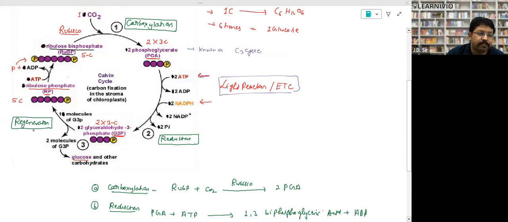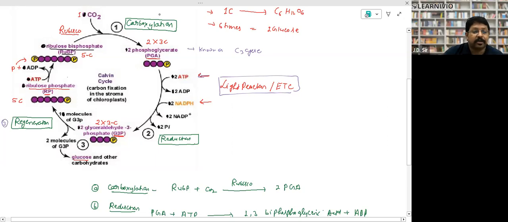Now the regeneration process, this is called the regeneration process. Why? Because now the formation of ribulose phosphate takes place. Again the ribulose phosphate is formed. 1 ATP will convert into 1 ADP, meaning energy will be utilized, and 1 phosphate molecule will add on this, and formation of RuBP takes place. Again, the regeneration of RuBP takes place. That's why this step is called the regeneration process, right?